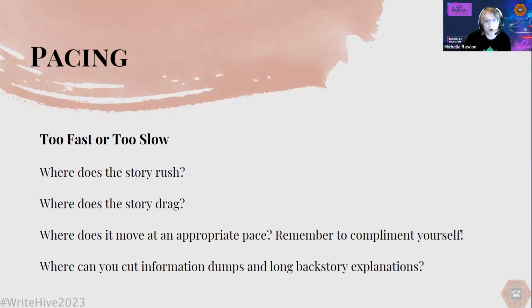Usually, you want to be looking for long paragraphs or long pages of those information dumps or backstories. And it doesn't mean that you have to completely cut them out of the story. I'm not saying, just go in there and press the backspace. What I would recommend doing is taking those sentences, breaking them down, and placing them in other sections, like maybe dialogue, where it would be relevant to include that information in the narrative.